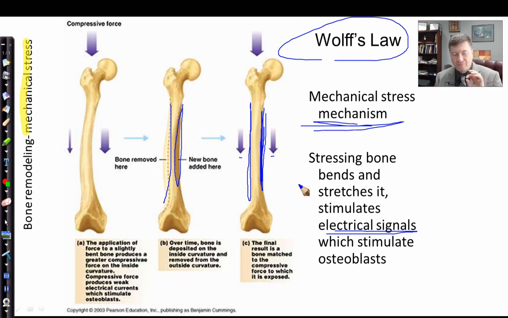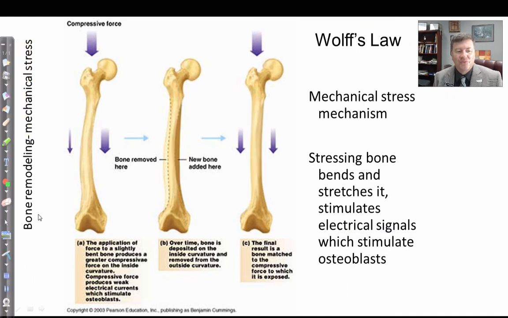So again, to recap, Wolff's Law says that one way that we're going to increase bone mass is through this mechanical stressing of bone. We believe it works through an electrical signaling mechanism, but we're not sure. Okay, so that's one way.